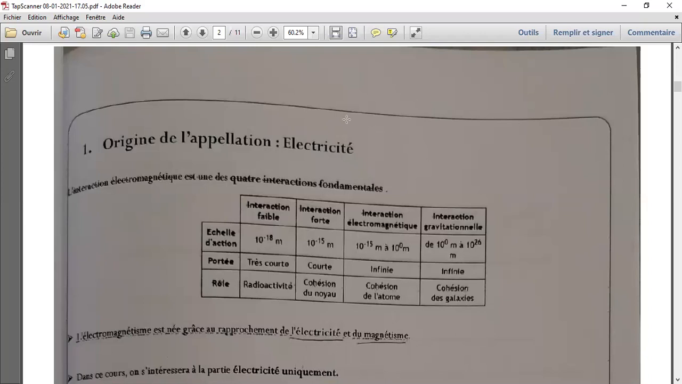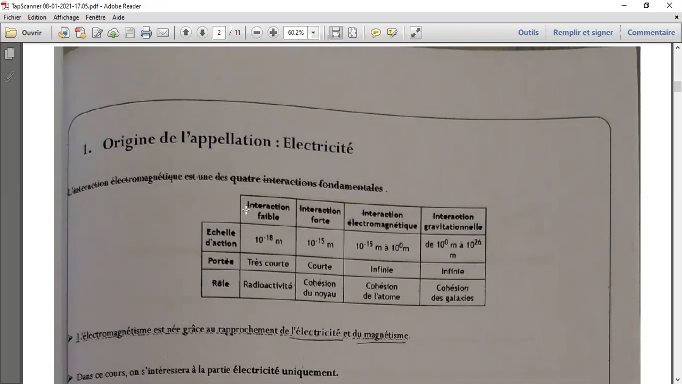Before we look at that, there's this part which is not really important. It just tells us that l'interaction électromagnétique est une des quatre interactions fondamentales. So here they're just trying to tell us that there are four fundamental interactions in this world. When I say interaction, it is the interaction between two atoms or compounds. They are about four defined in this world, but for us, we're just going to look at electricity.